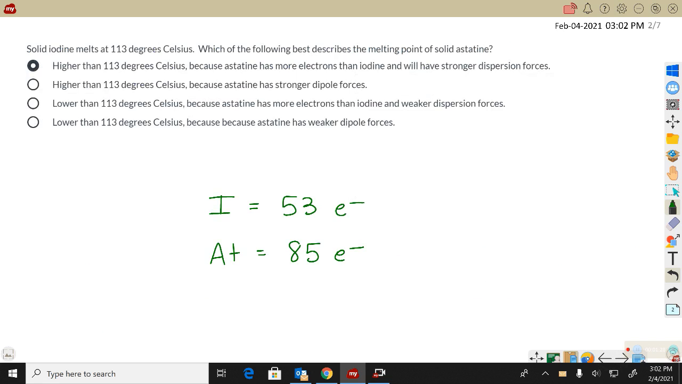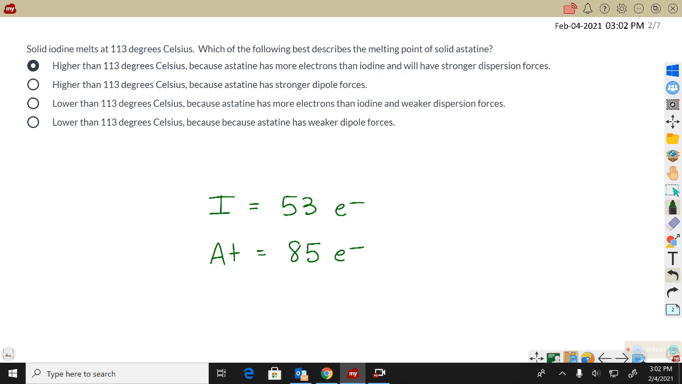Question 3. Solid iodine melts at 113 degrees Celsius. Which of the following best describes the melting point of solid astatine? These would both be diatomic solids. Normally iodine exists as I2 and astatine is At2. They are nonpolar when it's the same element bonded to itself.